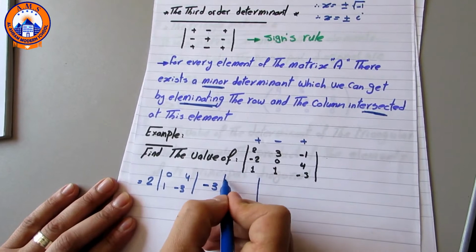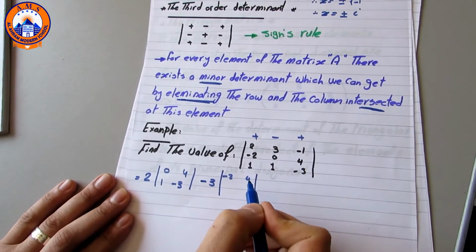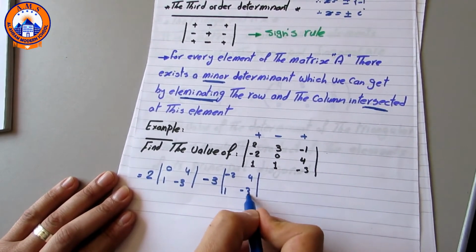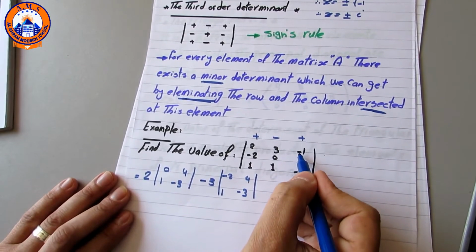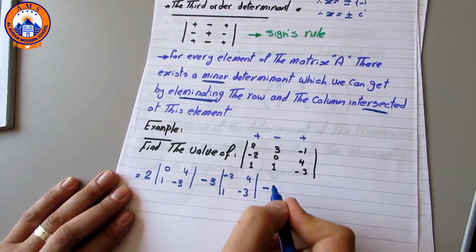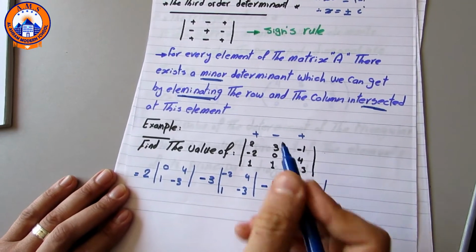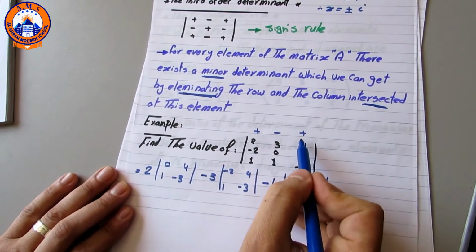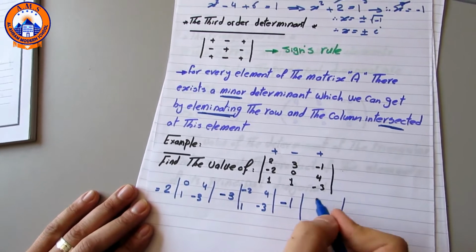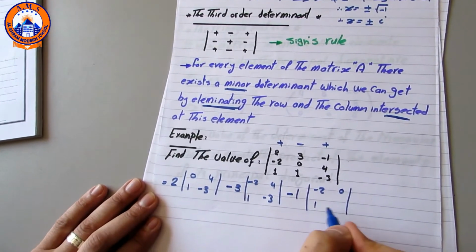What about the remainder? Negative 2, 4, 1 and negative 3. After that, positive, negative, it will be negative 1. And you have to cancel the row and the column of number 1. What about the remainder? Negative 2, 0, 1 and 1.